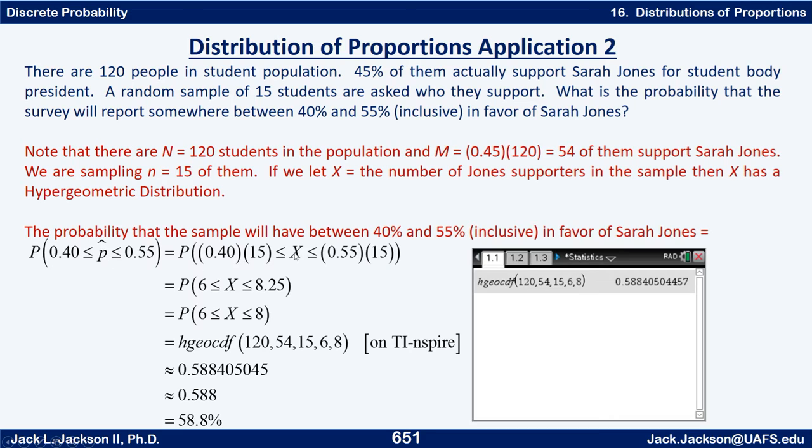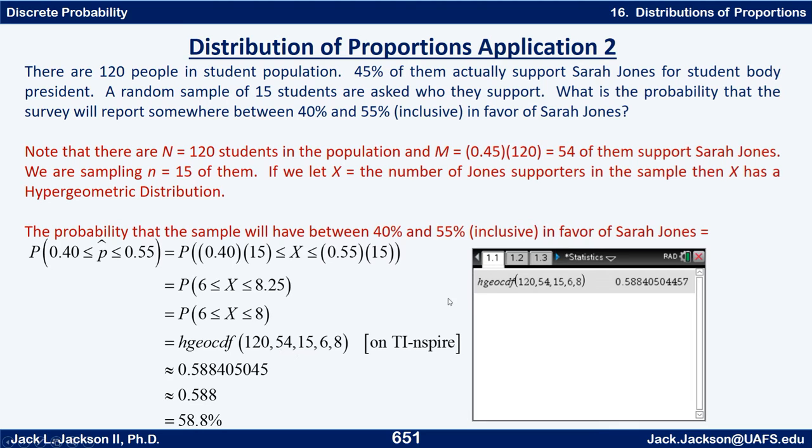Multiply everything by the sample size of 15. 15 times p hat is x, and 0.4 times 15 is 6, and 0.55 times 15 is 8.25. So we need x's between 6 and 8.25. Well, there's nothing between 8 and 8.25 except at 8 itself. So this is the same as the probability that x is between 6 and 8 inclusive.